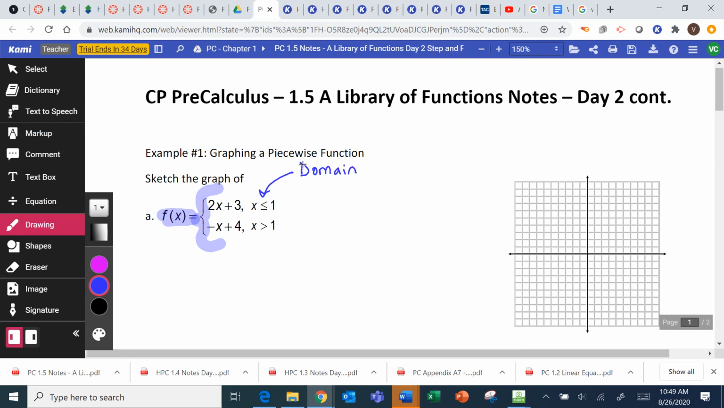This is telling me that the only x values that we can use for 2x plus 3 are less than or equal to 1. Those are the only x values that can be used for 2x plus 3.